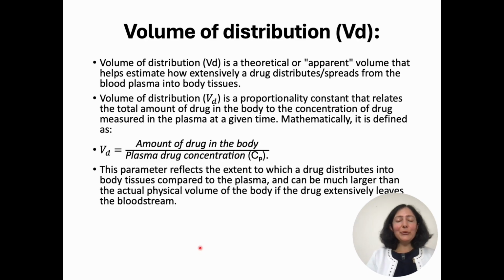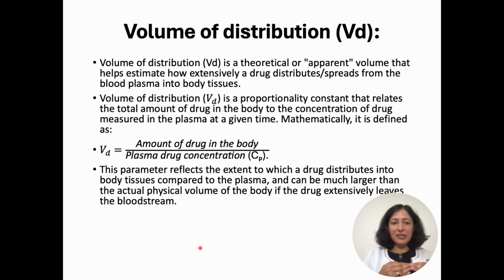Now, let's come to a very important concept, that is volume of distribution. Volume of distribution is a theoretical or an apparent volume, and it helps us to estimate how a drug distributes or spreads from the blood plasma into the body tissues. Volume of distribution is a proportionality constant that relates the total amount of drug in the body to the concentration of the drug measured in the plasma at a given time.